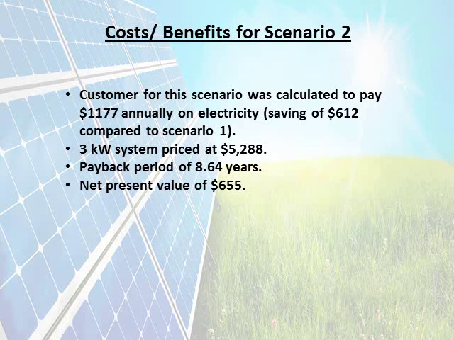For scenario 2, the customer with privately owned solar PV, it was calculated they would spend $1,177 annually on electricity. That is $612 less than the customer who had no solar. Considering the average price for a 3 kilowatt system in Australia is $5,288, this gives a payback period of 8.64 years. To verify the investment is worthwhile, the net present value is calculated.